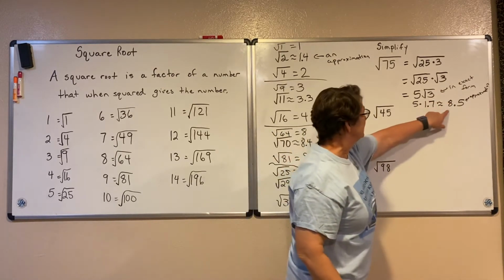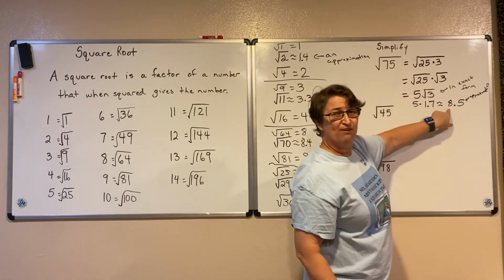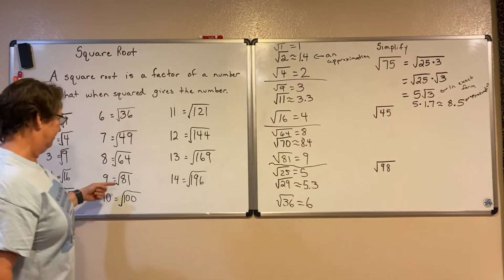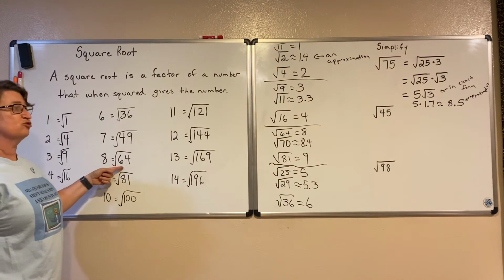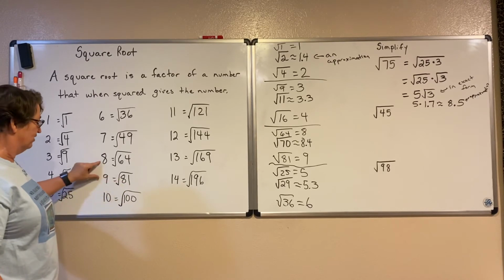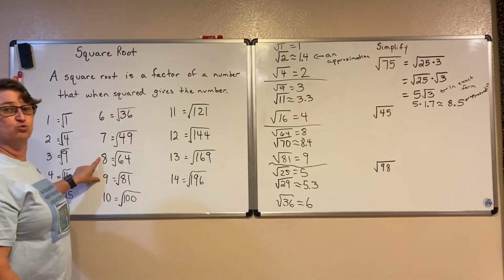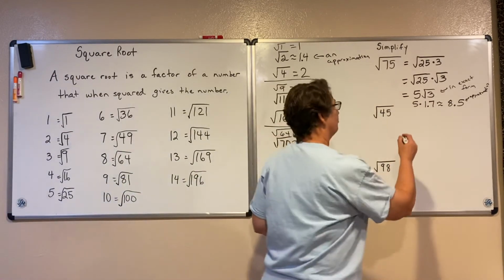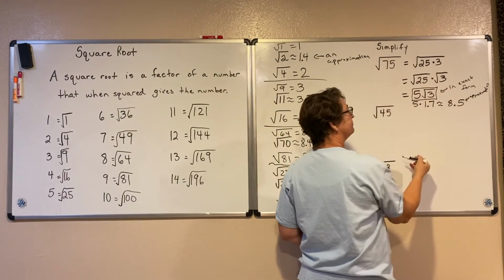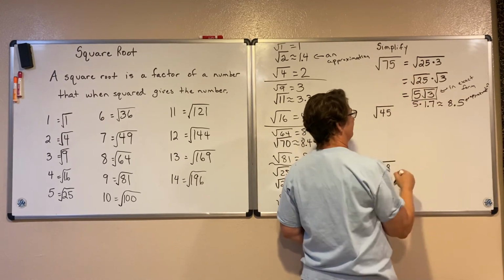I want to see if that makes sense. Let's look at the square root of 75. Does 8.5 make sense for it? Well, what's the square root below 75? 64. What's the square root above 75? 81. Notice that it's between 8 and 9. That's what our approximation was as well. So here we have approximated it. This is in simplified exact form. And the way we got that was we found a perfect square that went into the 75.